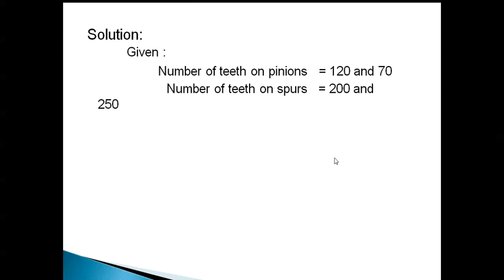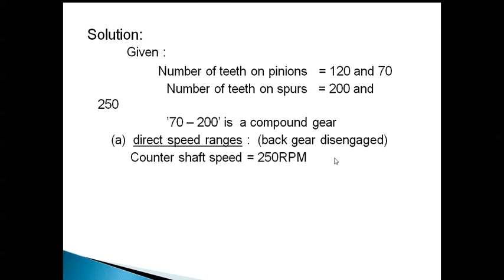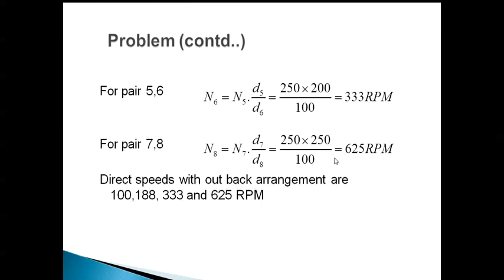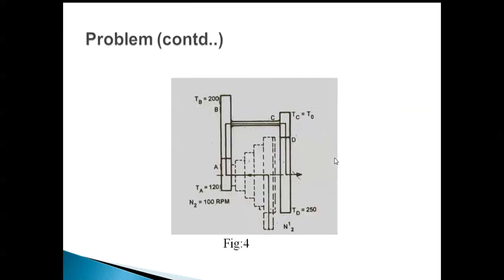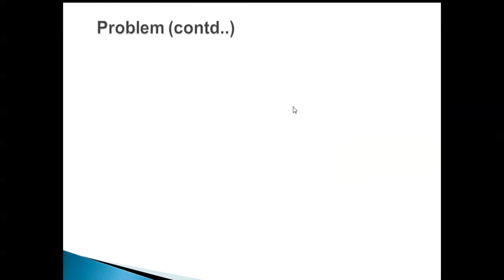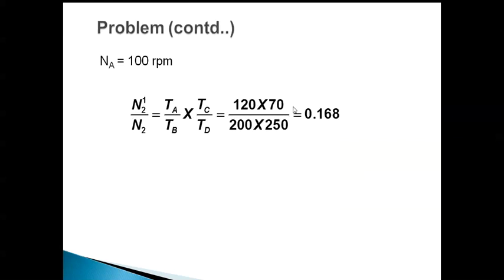So TA equal to 120, TB is 200, TC is 70, and TD is 250. In this way we can find out the number of teeth of different gears. So TA equal to 120, TB equal to 200, TC is 70, and TD is 250. Now N2 is the RPM.